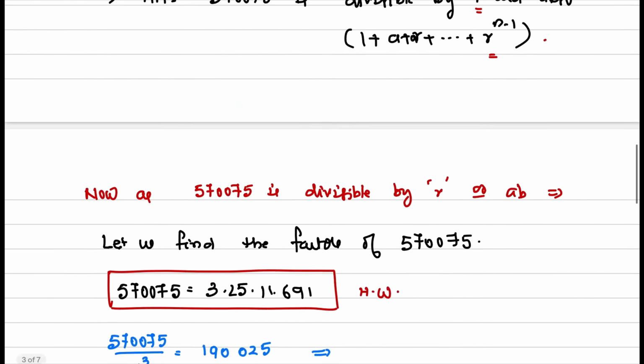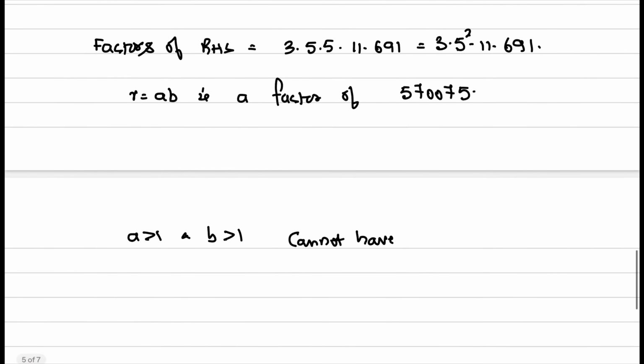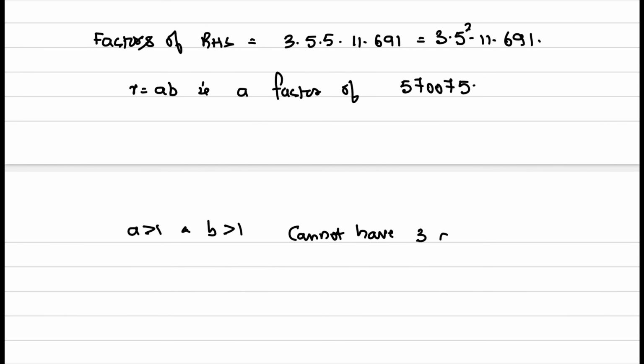R is equal to AB is a factor of 570075. From the previous discussion, when AB is a factor of 570075, A is greater than 1 and B is greater than 1, we cannot have 3 as A into B. Hence 3 is ruled out.